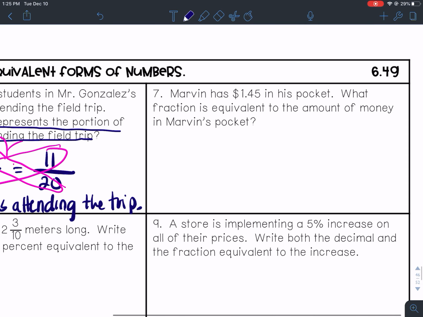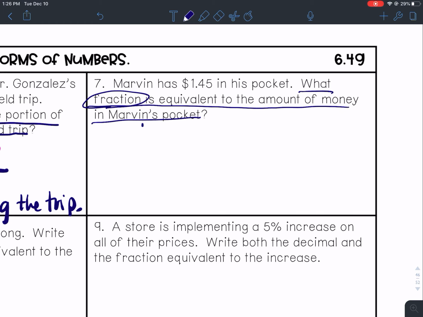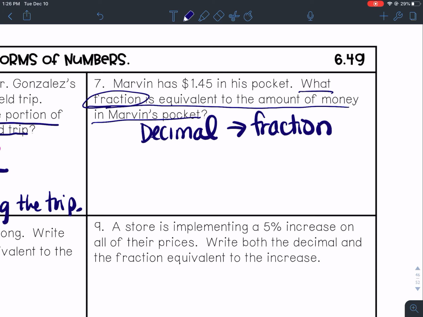Okay, number 7. This one also has 2 ways that you can write it. So Marvin has $1.45 in his pocket. What fraction is equivalent to the amount of money Marvin has in his pocket? So here, I'm going from a decimal to a fraction. Okay, decimal to a fraction. So I'm going to do it 2 ways, and they're both correct. Well, I have $1.45 over 100. So this goes up to my hundredths place, right? So I can put 145 over 100.